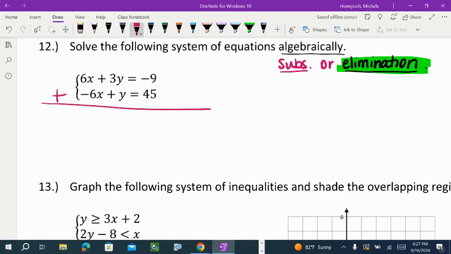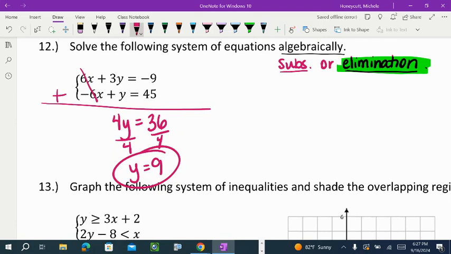If I draw a line and add those two together, negative 6x plus 6x is 0. 3y plus y is 4y. And negative 9 plus 45 is 36. Then if I divide both sides by 4, y is equal to 9. So I get y equals 9.